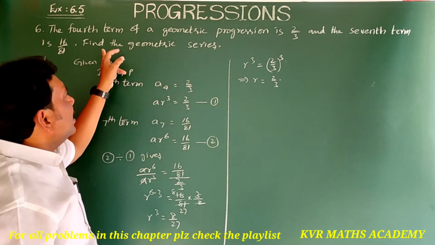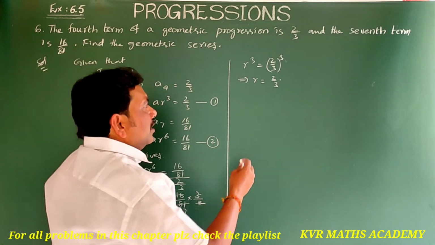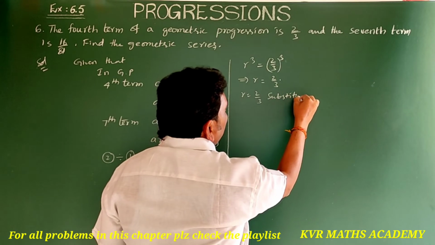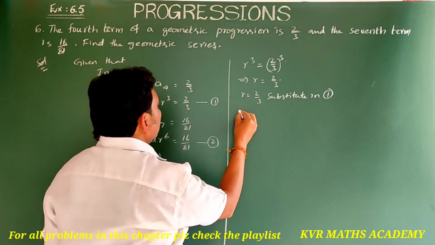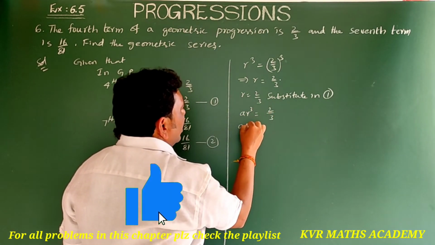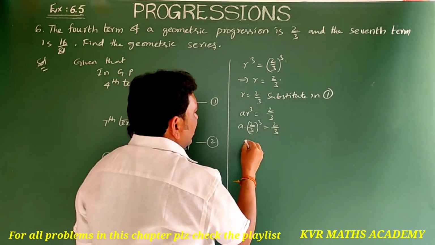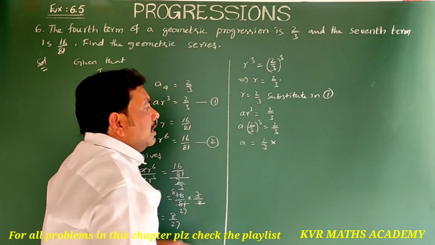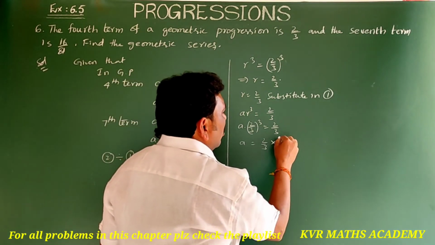Next we have to find the geometric series, so we should find the first term. Substituting r is equal to 2 by 3 in equation number 1, a r cube is equal to 2 by 3. So a into 2 by 3 whole cube is equal to 2 by 3. That implies a is equal to 2 by 3 into 2 by 3 whole cube. If you transfer it to this side, it becomes 3 by 2 whole cube.